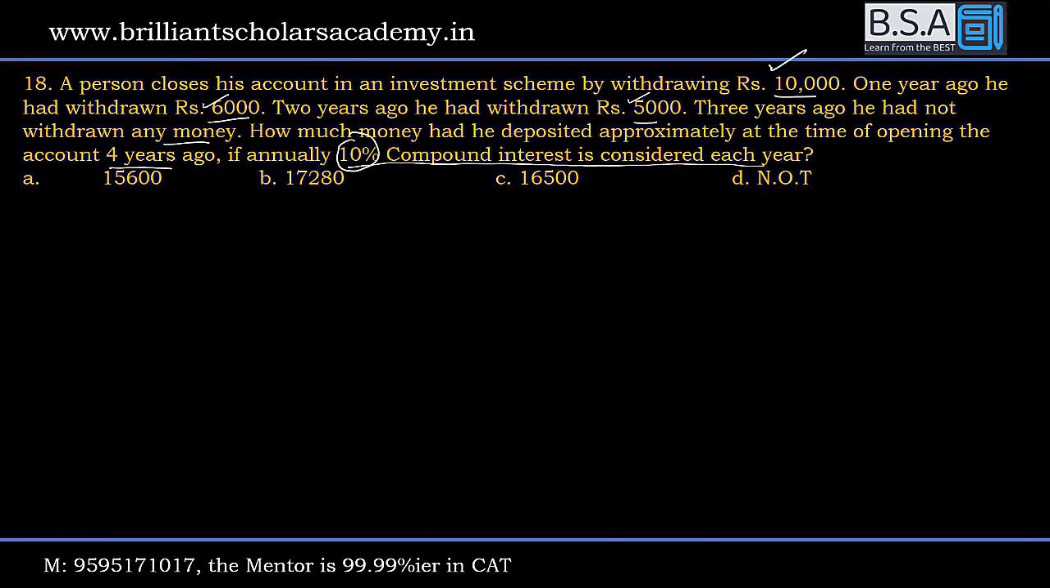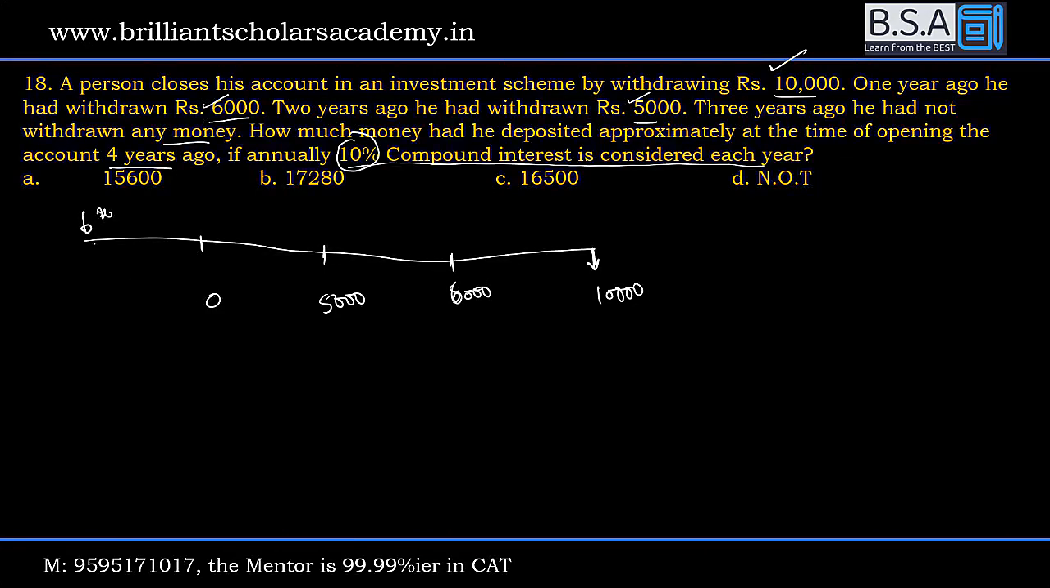If you want to visualize this problem, draw a number line or a year line, a time frame basically. So there are 4 intervals, 1, 2, 3, and 4. Right now 10,000 rupees have been withdrawn. Year before that 6,000 were withdrawn. Year before that 5,000 were withdrawn. There was nothing withdrawn here, and the deposit was made here.